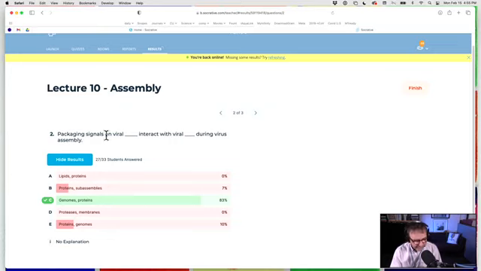Packaging signals on viral genomes interact with viral proteins during virus assembly. So the packaging signal is on the genome. It is not a protein, which is B and E. So the packaging signal is not on the protein. Remember that, okay? That's not intuitive, but look at it as a packaging sequence instead of a signal, and maybe that will help.